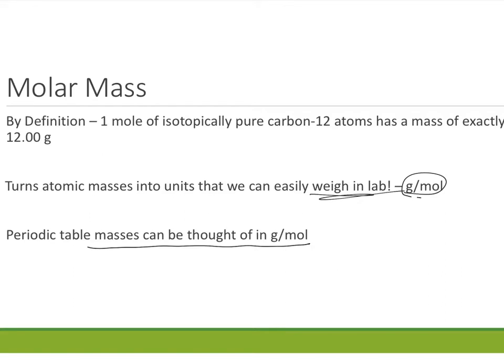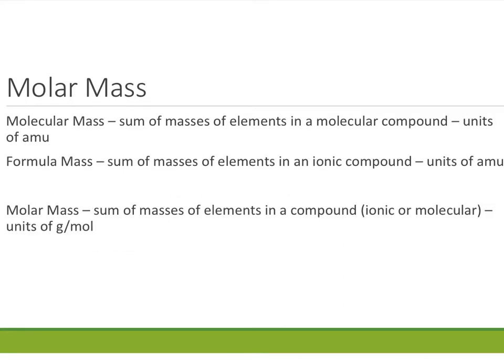AMUs are useful when we have single atoms or single molecules. They're not as useful when we try to talk about chemical reactions. That is where we use the grams per mole. We have 3 different calculations of mass that we're going to talk about. We have the molecular mass, which is the sum of masses of an element in a compound, and that is in AMUs. Okay, that's only molecular compounds, so nonmetal to nonmetal.